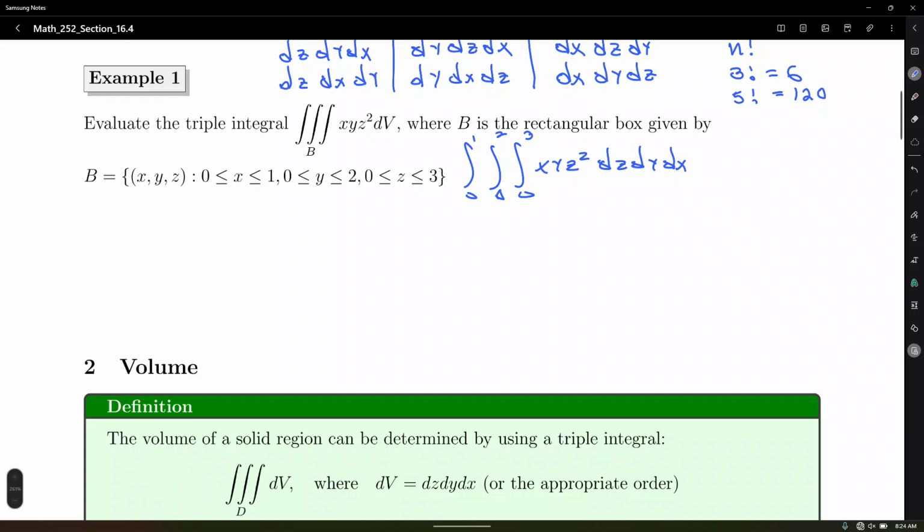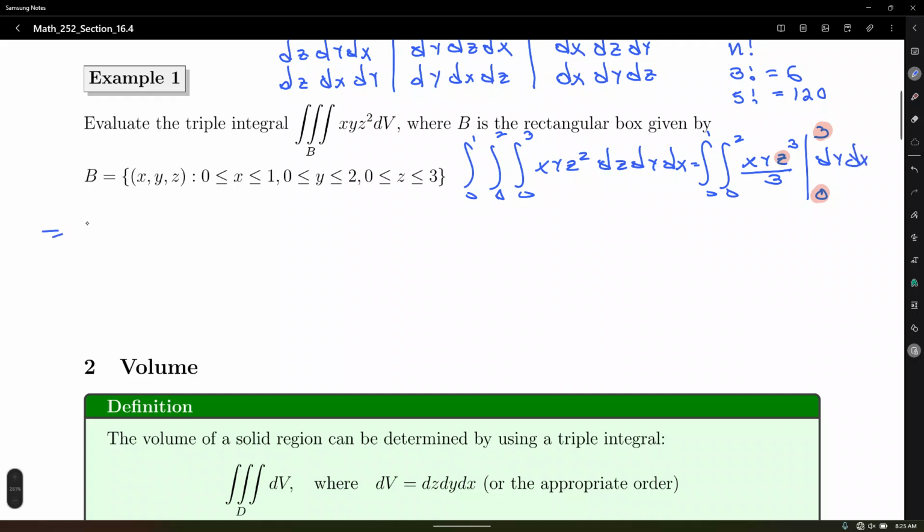All right, so integrating with respect to z, that is the integral from 0 to 1, from 0 to 2, of x y z cubed over 3, evaluated between 0 and 3. And again, these limits of integration are just going to be evaluated in the variable z. That's because we integrated with respect to z. And then that's dy dx.